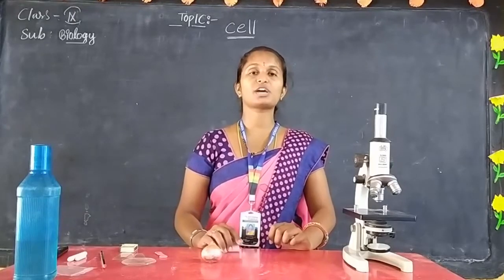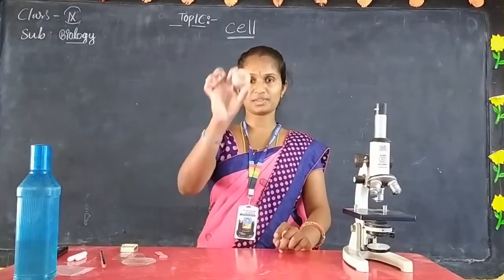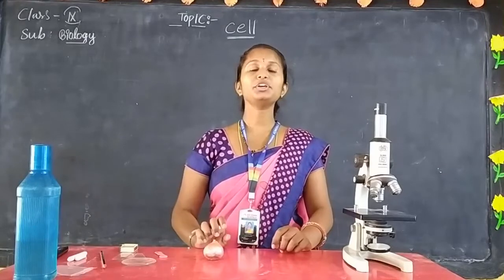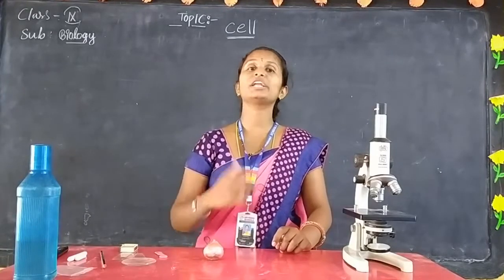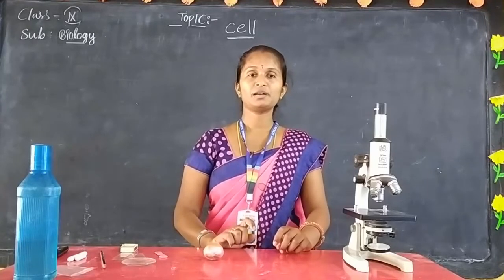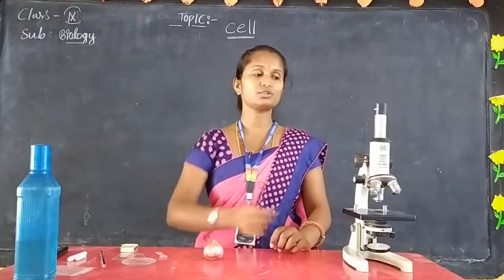And in today's class we are going to see the activity of observing the cells from onion. We already discussed that in the last class, orally we discussed about the activity. We can see the cells with the help of the onion under the microscope.